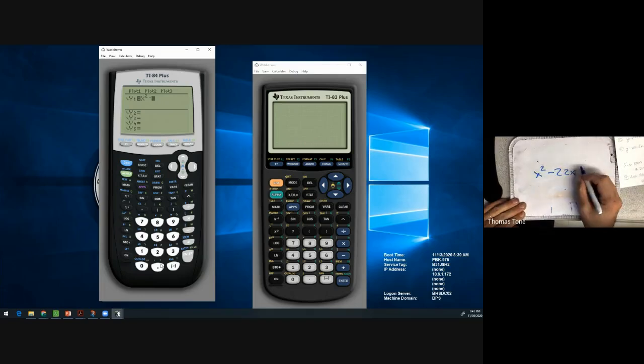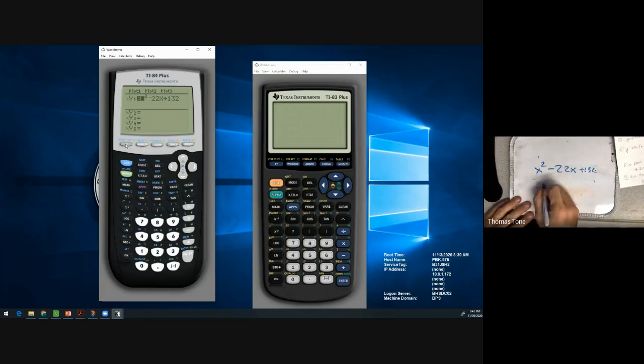What do I want this to be? Plus 132. I'm going to type it in like this, 22x, and then plus 132, and I hit graph. And this is actually wrong. Well, first off, wait a minute, what does this look like? Zoom 6 so we can get a normal view. But I'm going to show you, I actually typed this in wrong. My calculator interpreted what I just typed as x squared times -22x plus 132.